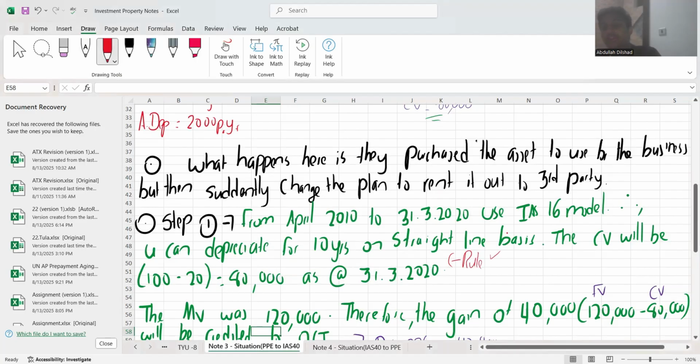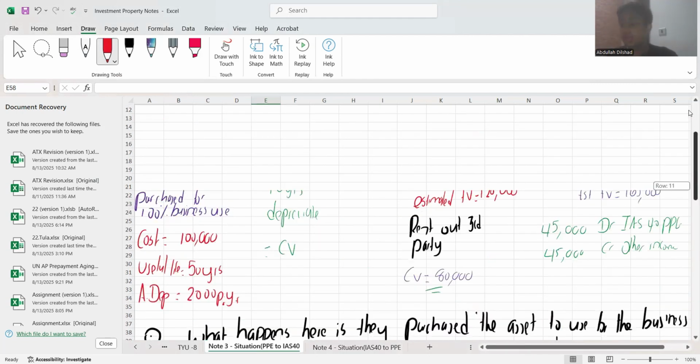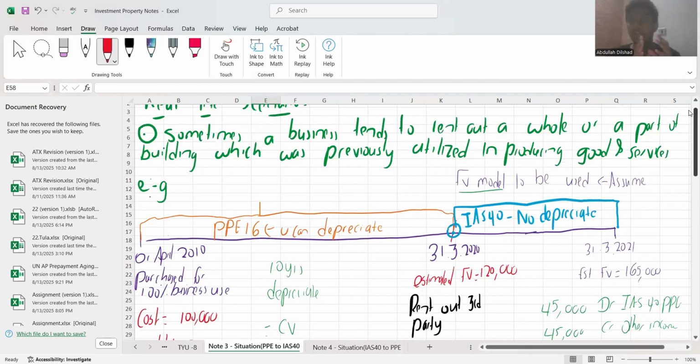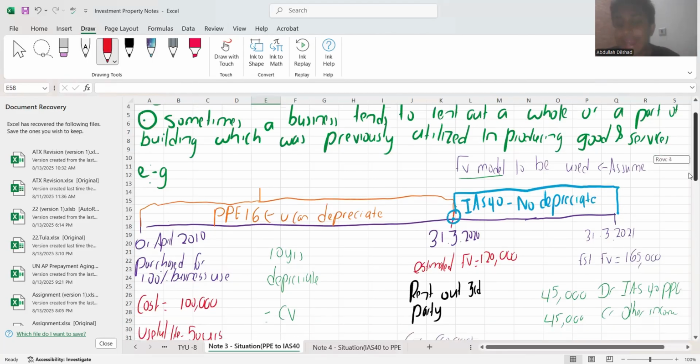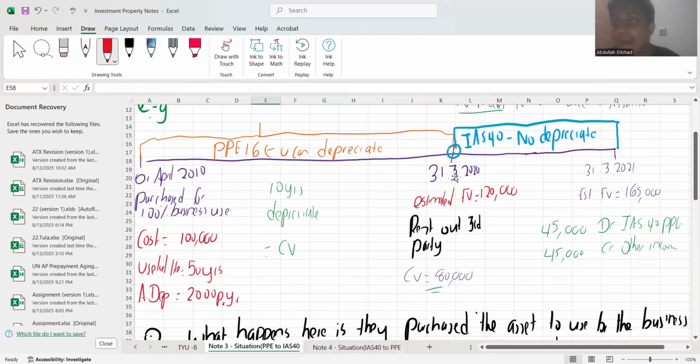What does the rule say, guys? Now see, when you are shifting from IAS 16 to IAS 40, there is a shifting of standard, right? When you're changing from IAS 16, which is PPE, to IAS 40, at that particular date, which is 31st March 2020, he's changing. You need to calculate the carrying value.